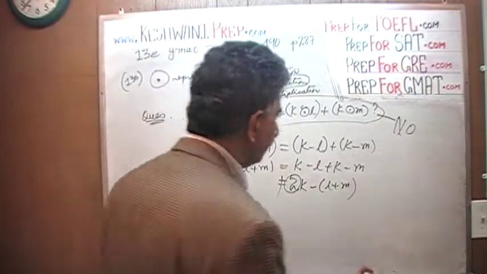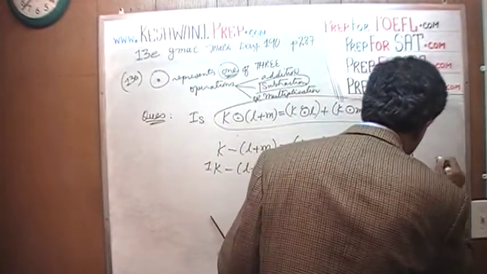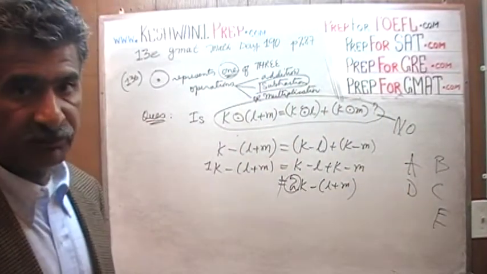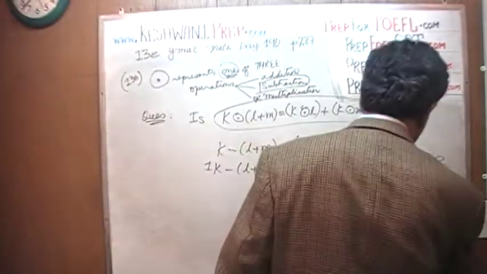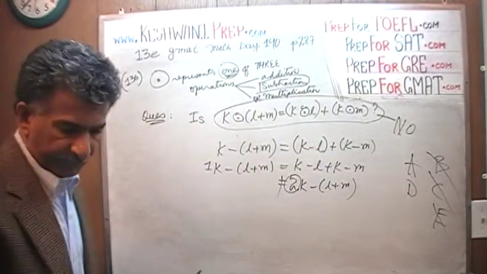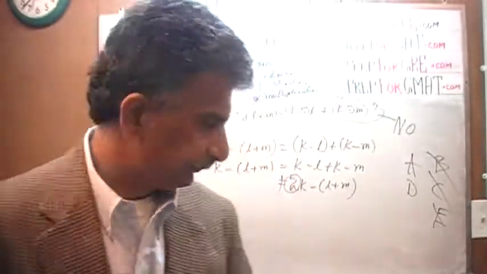And therefore, A, D, B, C, E. We know now that the first statement by itself does the job. The answer cannot be B, C, or E. It will have to be either A or D. Let's look at the second statement and see what they tell us.